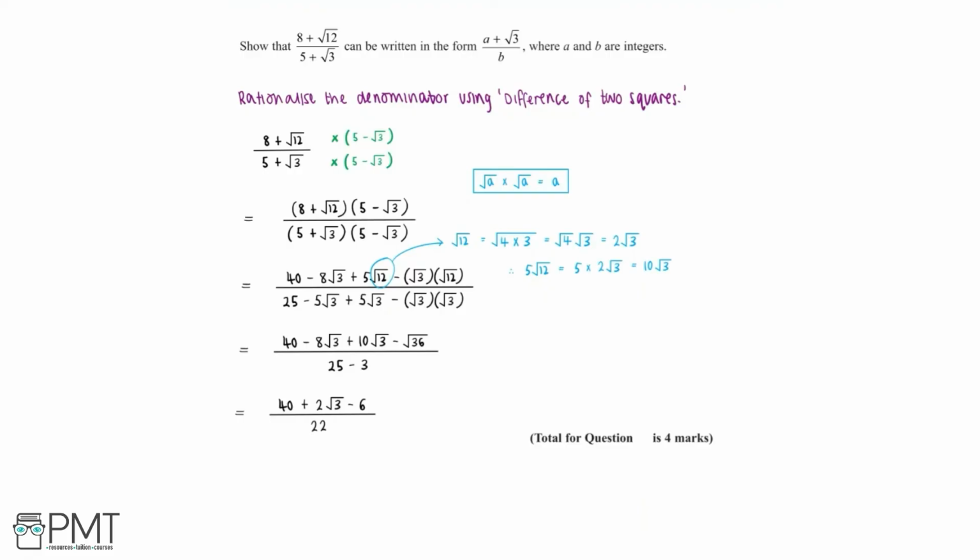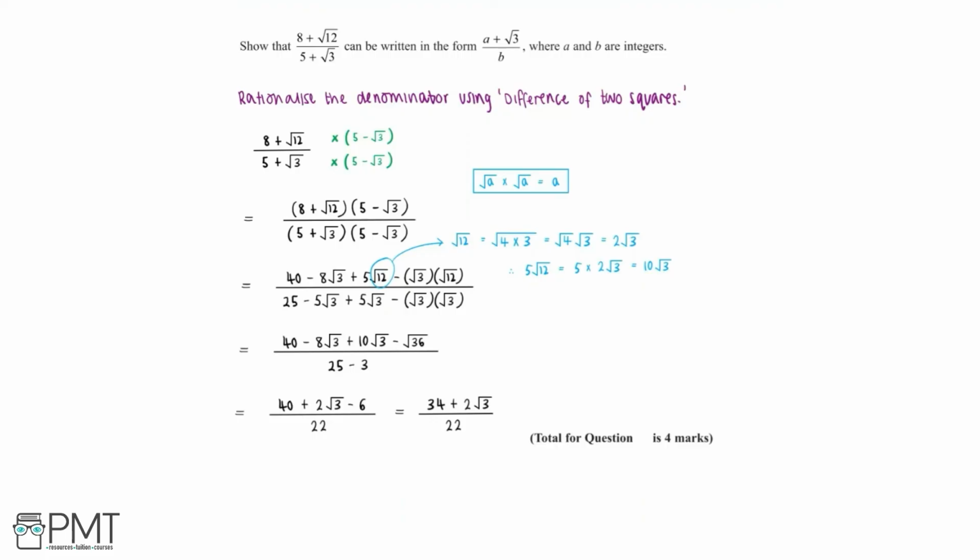Now we can simplify this again. In the numerator we have 40 plus 2 root 3 take away 6. 40 take away 6 is equal to 34, and so this fraction becomes 34 plus 2 root 3 all divided by 22. But this isn't our final answer, because we need to write this in the form a plus root 3 over b. The fraction that we have is 34 plus 2 root 3 over 22, and so we need to get rid of this 2.